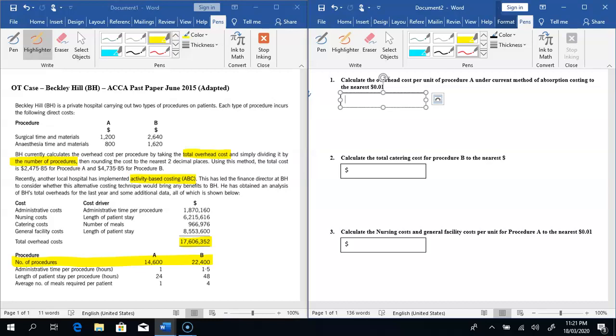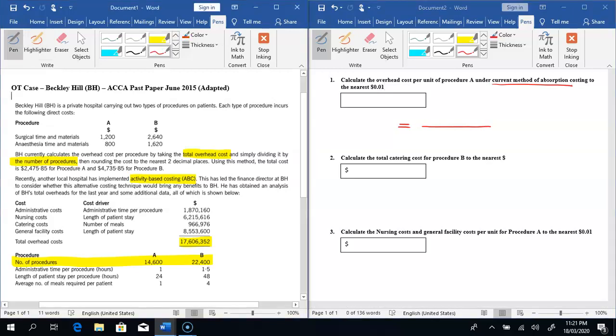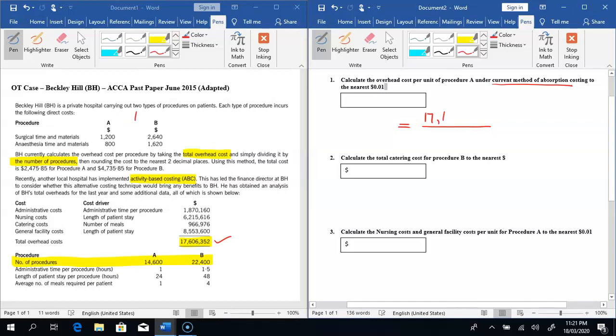Now, the first question is, calculate the overhead cost per unit of procedure A under the current method of absorption costing. So the question is asking you to calculate the overhead cost per unit of procedure A using the current method of absorption costing. Now, the current method of absorption costing, I just mentioned it while reading the case, is that you divide the total overhead cost. Now, the total overhead cost here is 17,606,352. So this is the total overhead cost.